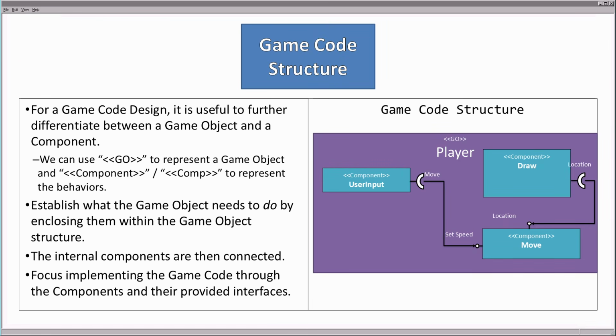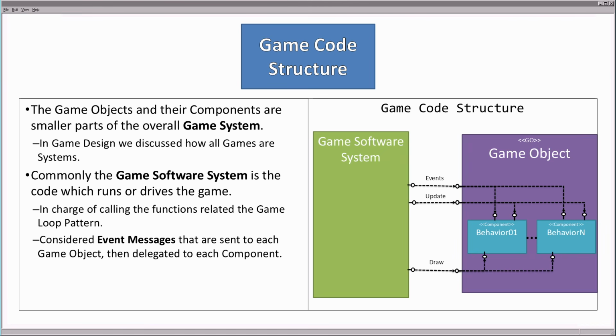Typically, we focus implementing the game code through the components and their provided interfaces. The game objects and their components are smaller parts of the overall game system. In game design, we discussed how all games are systems. Commonly, the game system is the code which runs or drives the game. It is in charge of calling the functions related to the game loop pattern. These function calls can be considered event messages that are sent to each game object, then delegated to each component.